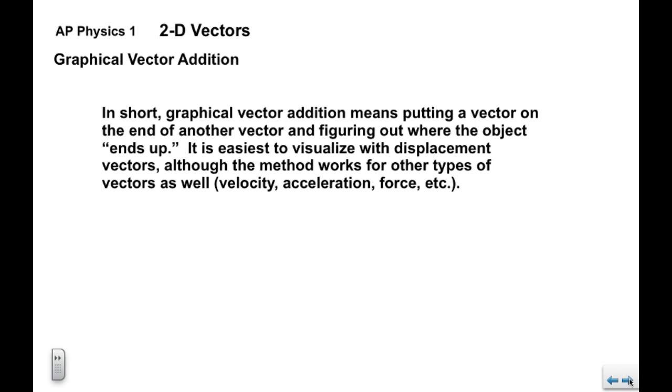Very simply, graphical vector addition means putting a vector on the end of another vector and figuring out where the object ends up. This is the easiest to visualize with displacement vectors. The method does work for other types of vectors, velocities, acceleration, force, but we'll look at displacement to begin with.